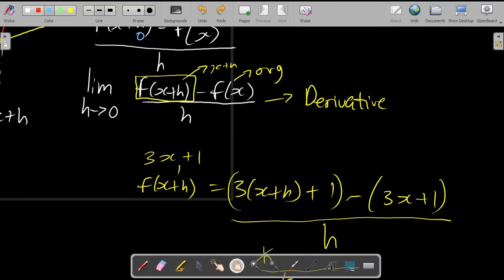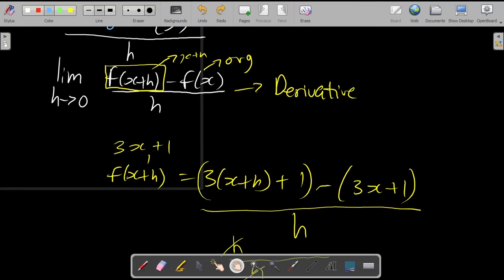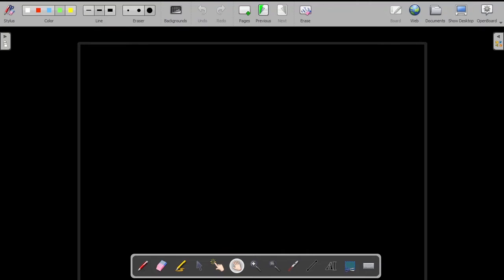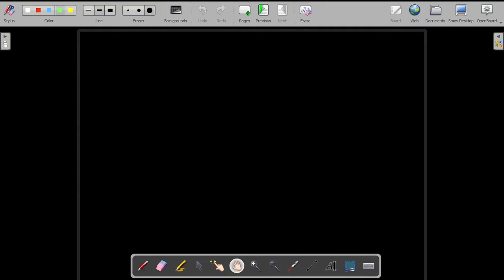So just try as much as you can to avoid having division by 0. So let's go ahead and do an example for this. I'm going to do two examples. One of them would be the longer one, and the second would just be to check that you understand what we're actually dealing with. So the notation of a derivative would be this, which is pronounced as f prime.